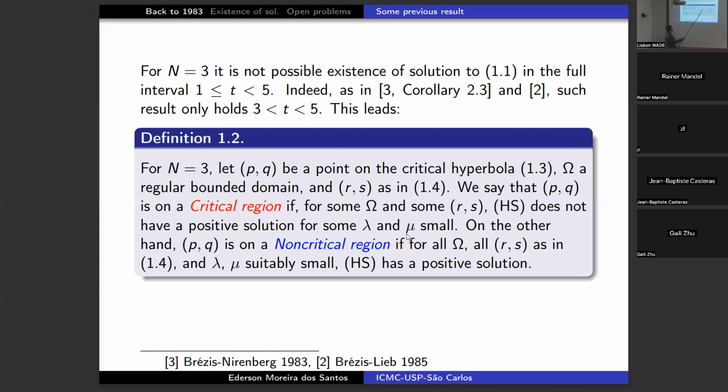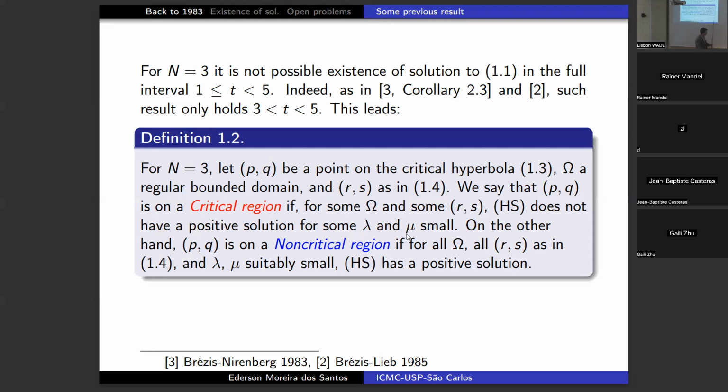subcritical, lower order perturbation, and one homogeneous or superlinear. So this is the condition on the point. We say that the pair (p,q) is on a critical region of the critical hyperbola if for some omega and some (r,s), the system does not have a solution for lambda and mu small.